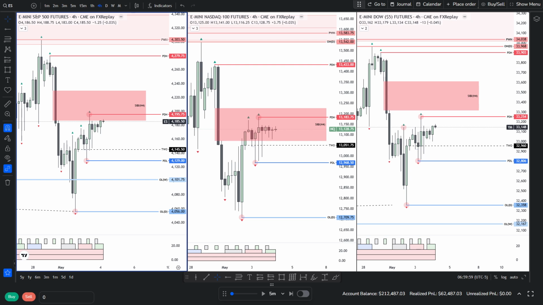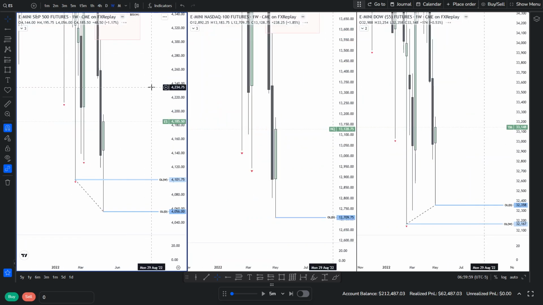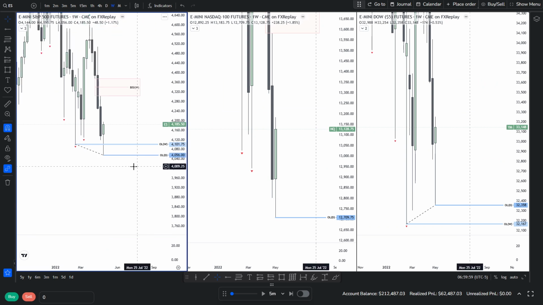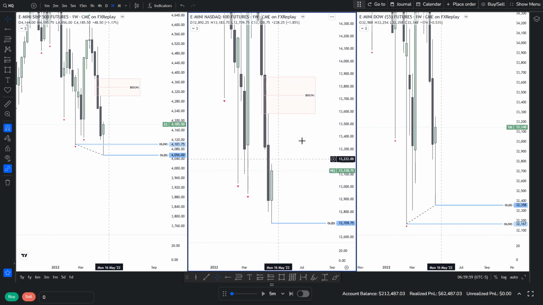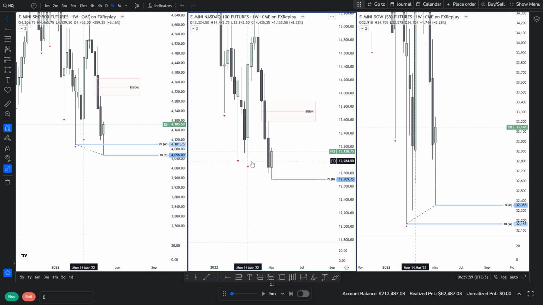So we're going to go to ERL, IRL. Now I think last notion of this was it wasn't clear. So we'll go out to the weekly first. Let's have a look. So if we're looking at ES and NQ, purge the lows.